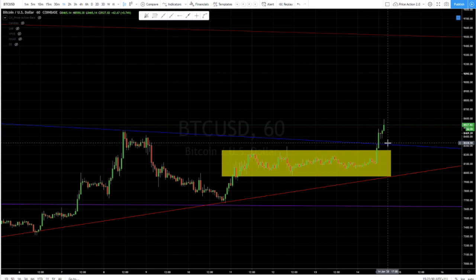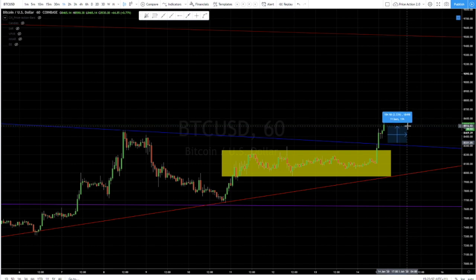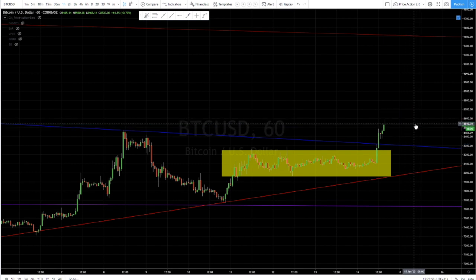Let's have a look how much you'd be up if you did enter. You would be up about 2 to 3%. This is on the hourly chart. Not bad to make 2% on, say, a 10 grand trade. That would equal a snappy $200. Not bad for an hour's work. Some people go to work all day for that.